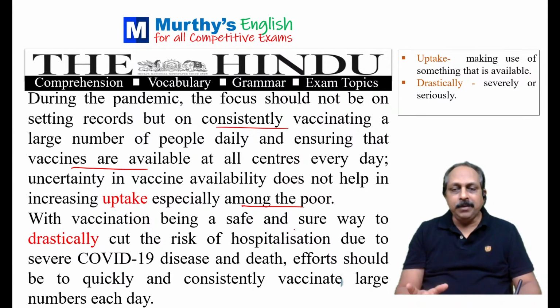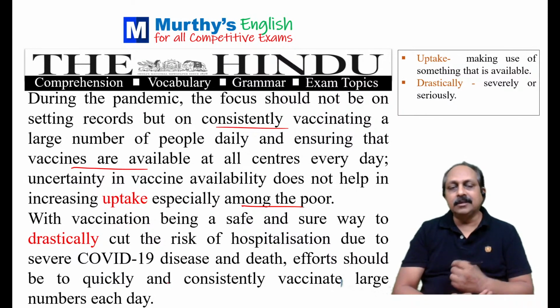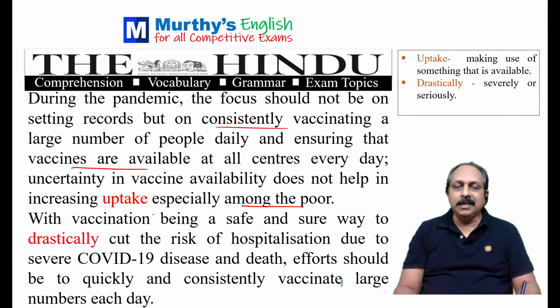With vaccination being a safe and sure way to drastically cut the risk of hospitalization due to severe COVID-19 disease and death, effort should be to quickly and consistently vaccinate large numbers each day. Again, a reiteration of the same idea. With vaccination being safe against the virus, what is the best bet? Vaccination. And also following certain norms related to social behavior. Drastic means severe, severely or seriously. The risk of hospitalization due to severe COVID-19 disease and death. Effort should be to quickly and consistently vaccinate large numbers each day.